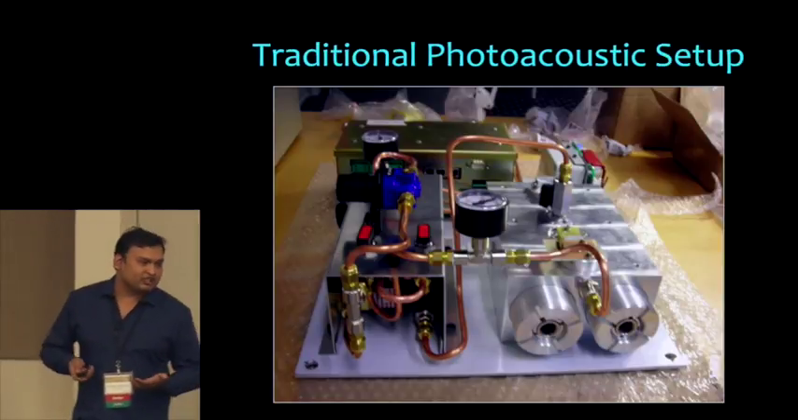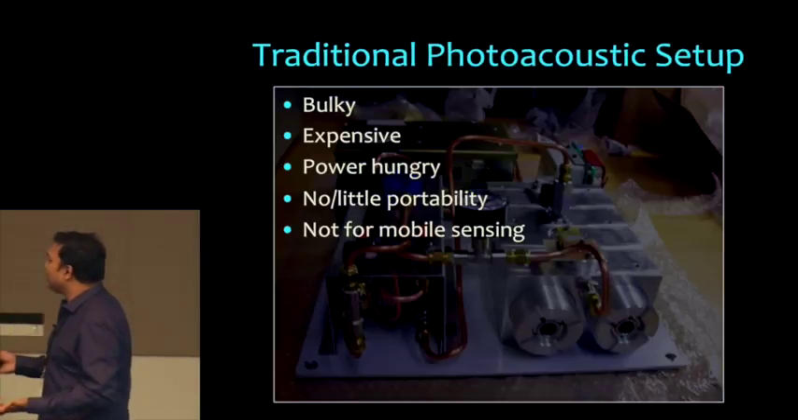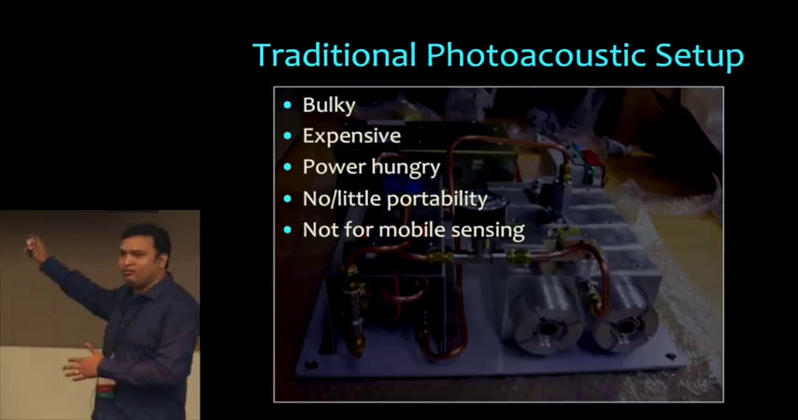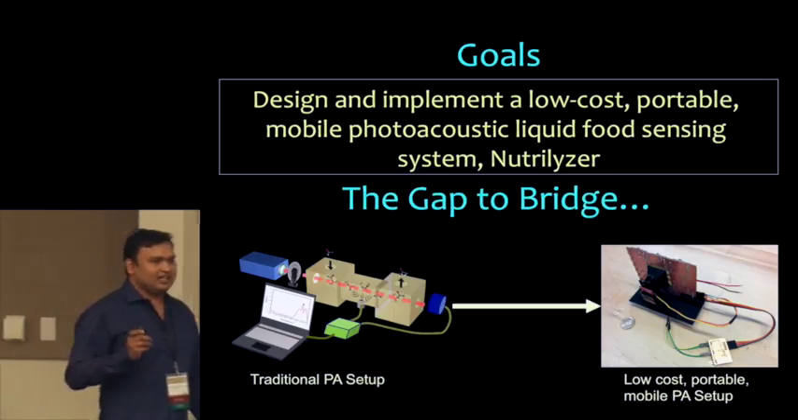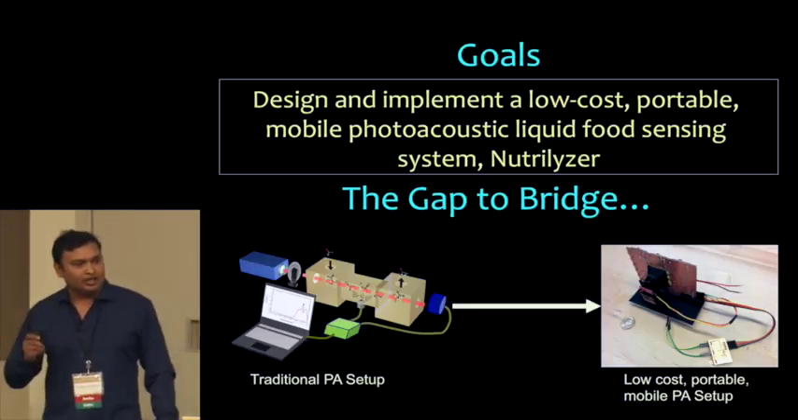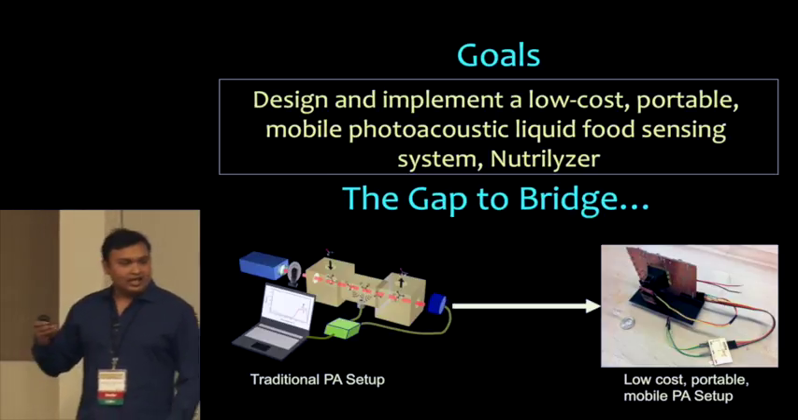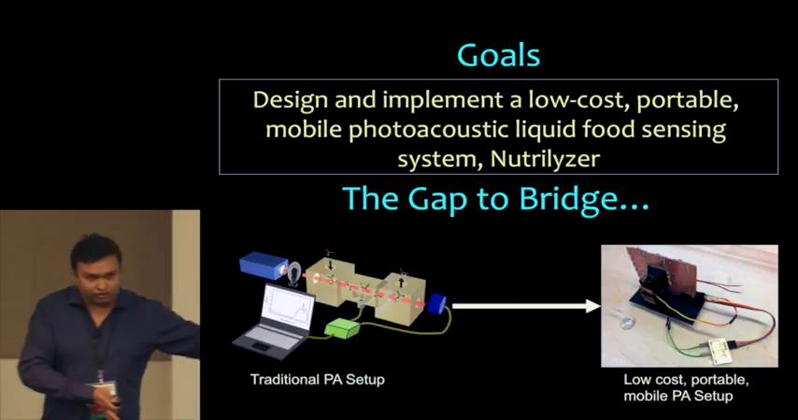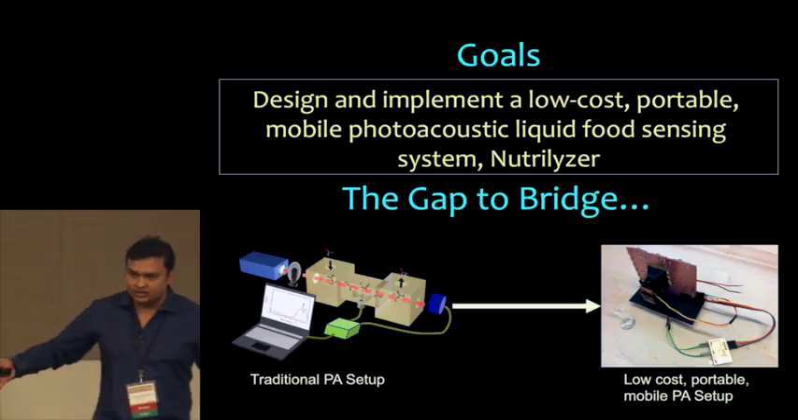So a traditional photoacoustic setup would look something like that. It's kind of the modern version of the traditional setup, right? No wonder it's bulky, expensive, power hungry, has almost no portability, and is definitely not for mobile usage, right? Mobile sensing. I would like to remind ourselves of the goal that we have in this paper. We want to design and implement a low-cost, portable, mobile photoacoustic liquid food sensing system. And the gap that we want to bridge is between a traditional photoacoustic system, the bulky one, and a low-cost, portable, mobile photoacoustic system, right?